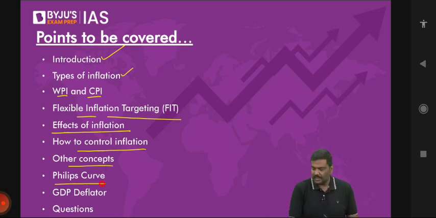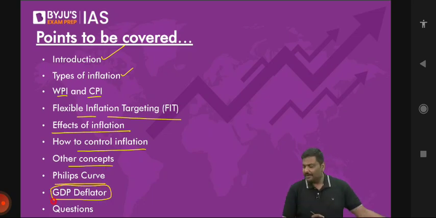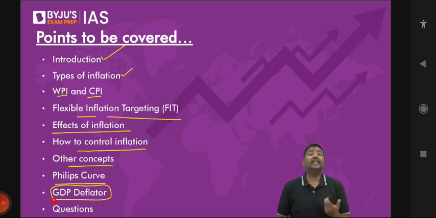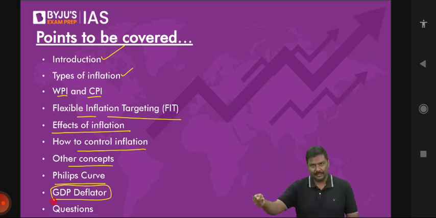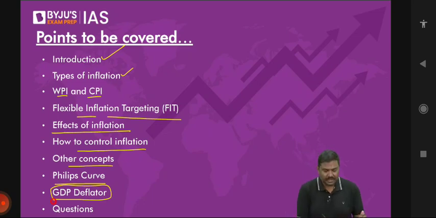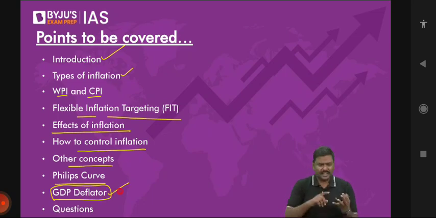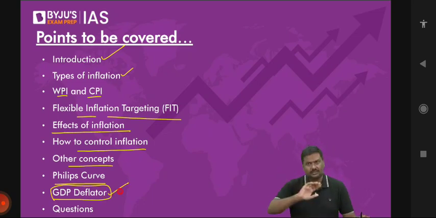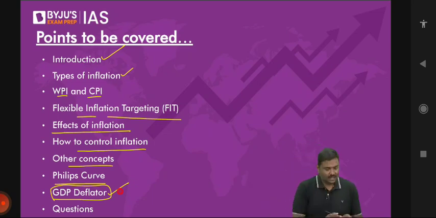Then there is the Phillips curve. Then there is the GDP deflator. And if you remember, earlier when I was discussing the concept of GDP, there was one point: the base year for the calculation of GDP. I repeat, the base year for the calculation of GDP is 2011-12. We'll understand the concept of base year when I take up the GDP deflator. And when I'm discussing WPI, CPI, you will very often come across the term base year. Do not worry about it. What is base year? Why do we use base year? We'll understand when I discuss the concept of GDP deflator. And finally, we'll pick up questions on it.